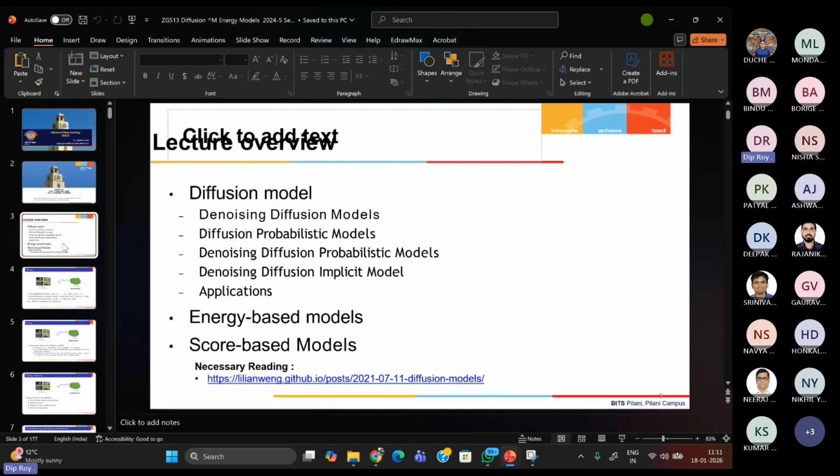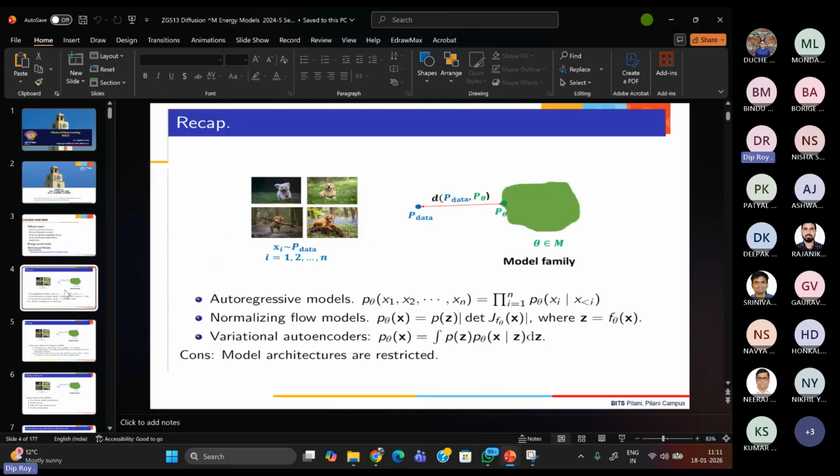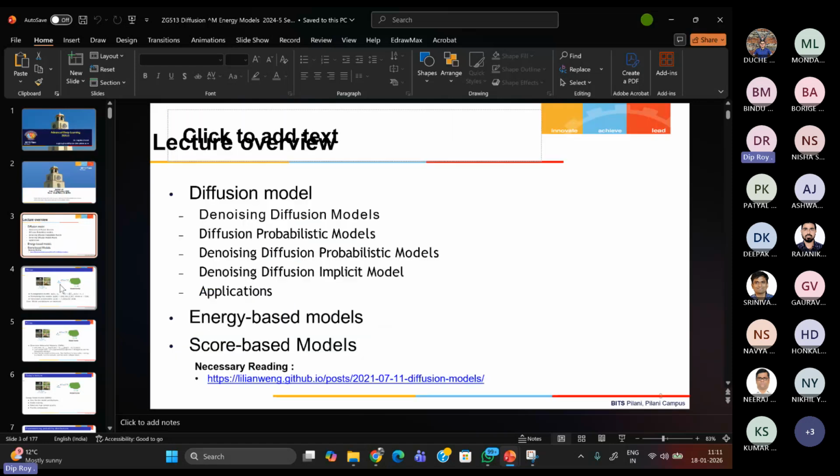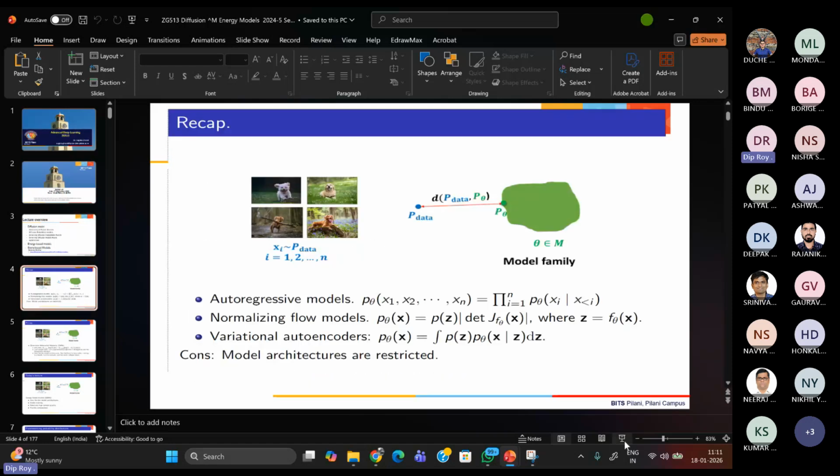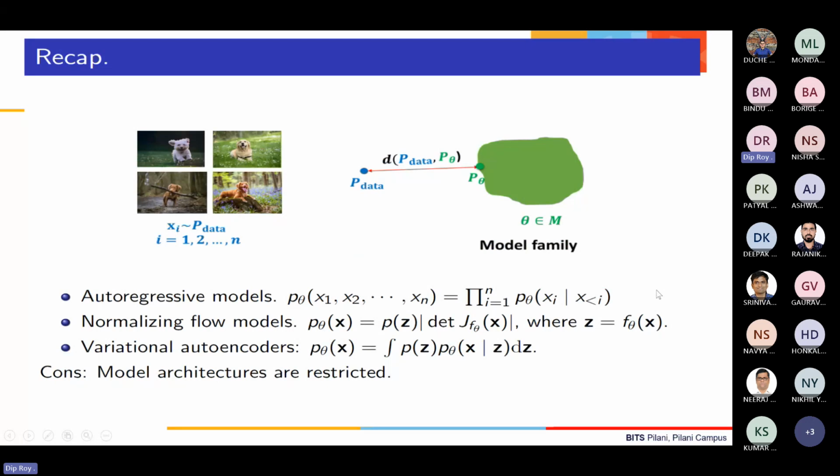All right, so let's talk a little bit about energy-based models. What we are going to start today is a group of models, beginning with energy-based models. We'll cover a couple of classes with energy-based models, and then we'll move to the diffusion models. So what we'll be studying today are energy-based models.